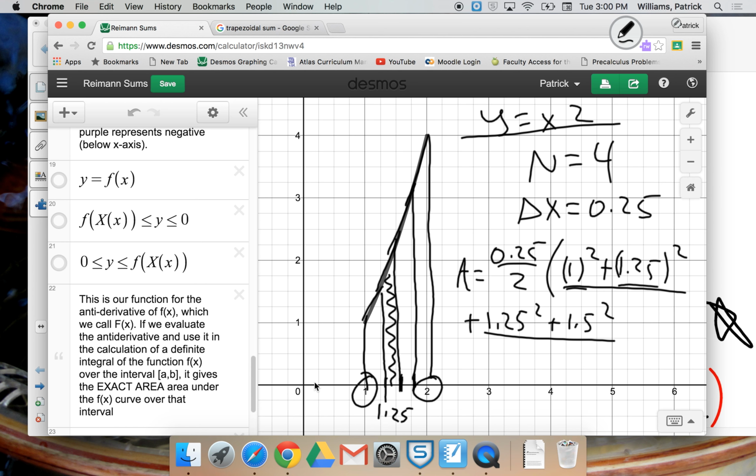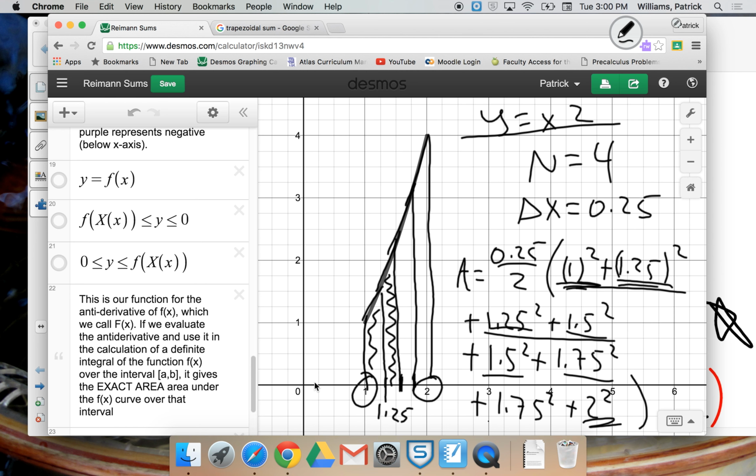The first one we did right here was from the first trapezoid. Then from the third trapezoid, we'll get 1.5 squared plus 1.75 squared. And then finally, from the last trapezoid, we'll get plus 1.75 squared plus 2 squared. And again, if you look at this formula, we notice that the 1 squared and the 2 squared are all on their own, but the 1.25, the 1.5, and the 1.75 all double.